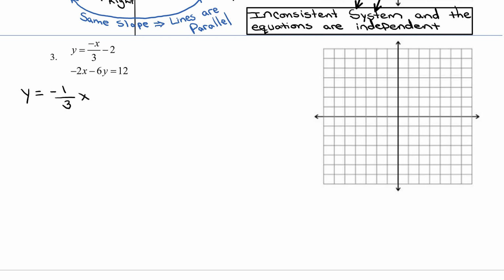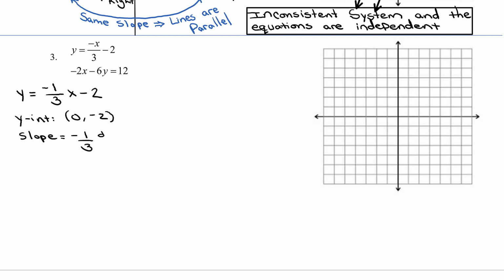First thing I'm going to do is rewrite that first equation so that you can clearly see what the slope is. We're going to rewrite that as y equals negative 1/3 x minus 2. Therefore, it's easy to see that our y-intercept is going to be (0, -2), and our slope is -1/3. You could put the negative on the 1, or you could put the negative on the 3. If you put the negative on the 1, we're going to be going down 1 and over 3 to the right.